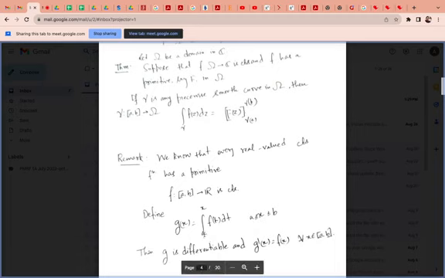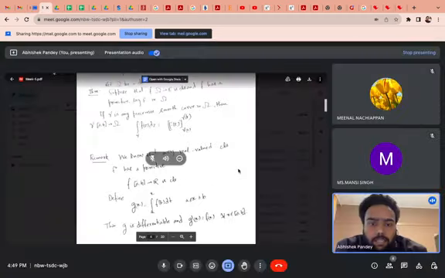Because you have only one path from a to x. That is nothing but a line segment. So the line segment joining A to X is the only path you have in the real line. But once you are in the complex plane, you may have different paths from A to X.